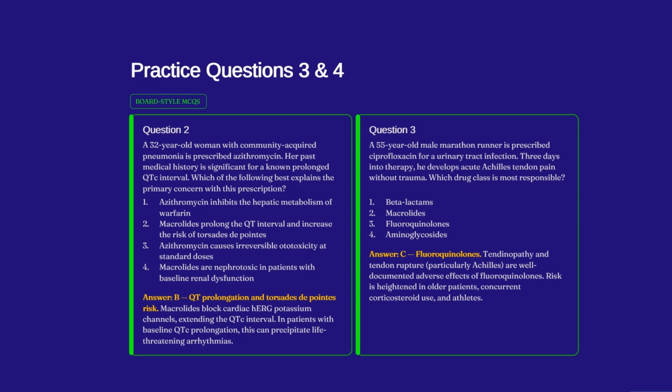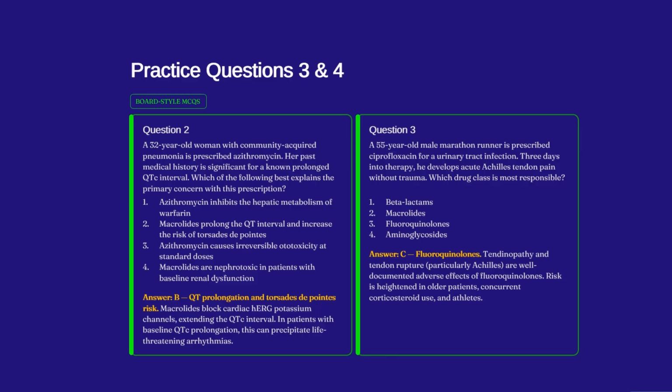A 32-year-old woman with community acquired pneumonia is prescribed azithromycin. Her past medical history is significant for a known prolonged QT interval. Which of the following best explains the primary concern with this prescription? If you remember what we talked about, the option of QT prolongation and torsades de pointes is the major risk. Patients that are on azithromycin, which is a macrolide, are at risk of prolonged QT interval.